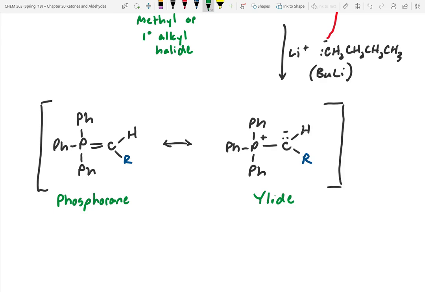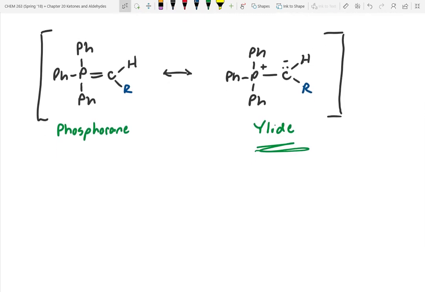Typically when I draw it out, I draw the ylid form because it makes the most sense to have the carbon with the negative charge. But you may see on the ACS exam or in the textbook or just in other chemistry classes it's shown as a double bond form. They're equivalent reactivities. All right, so now we've got our ylid, that's the most important reagent. And we're going to see how this interacts with the ketone. So let's take a look at the overall mechanism.